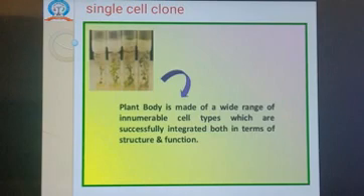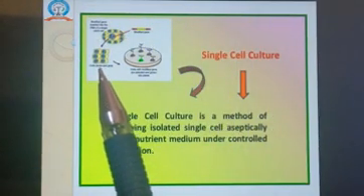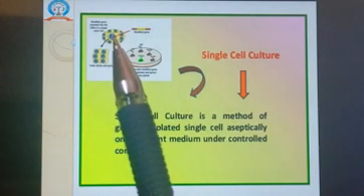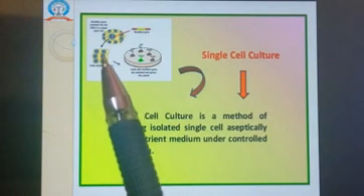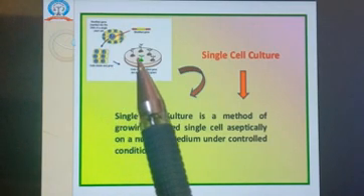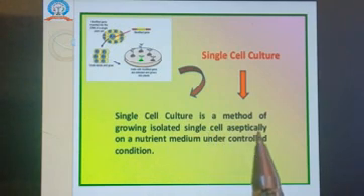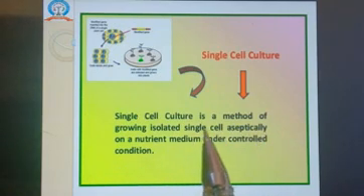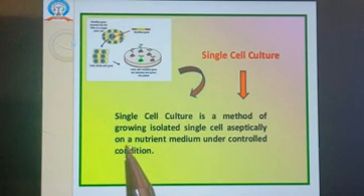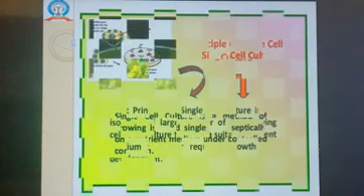So this is the single cell culture. This is the cell tissue. You can take from the tissue a single cell culture on the culture medium. Single cell culture is the method of growing an isolated single cell aseptically, meaning in laboratory conditions, with laminar airflow and all these things, on a nutrient medium under controlled conditions. Okay, so this is the single cell culture.